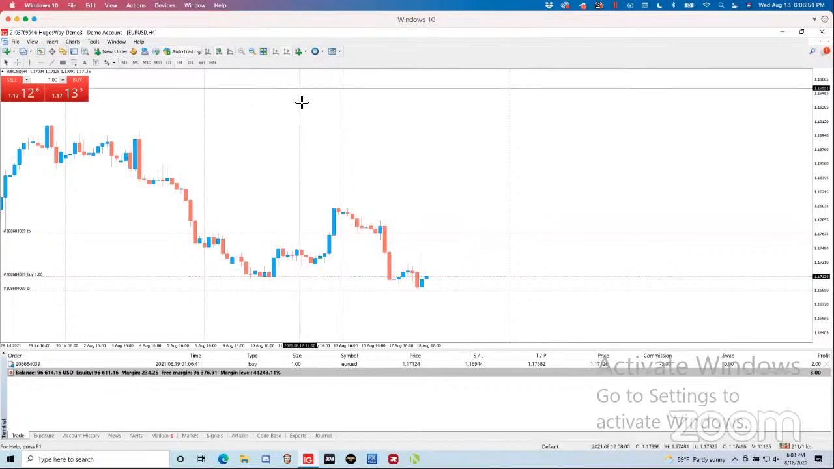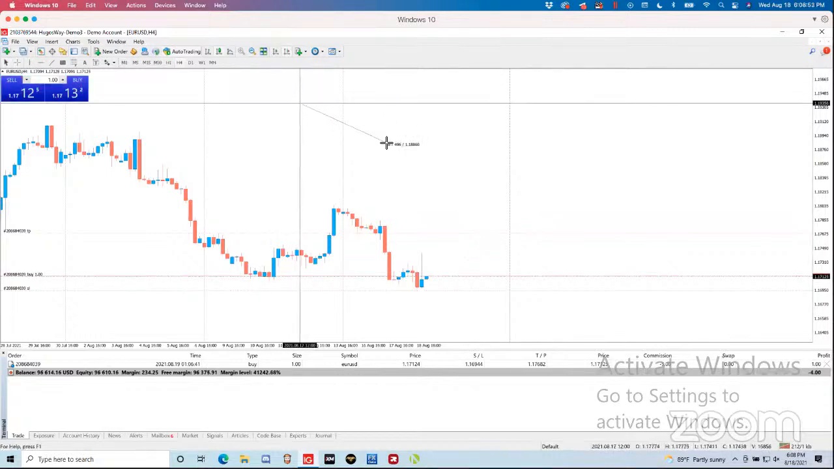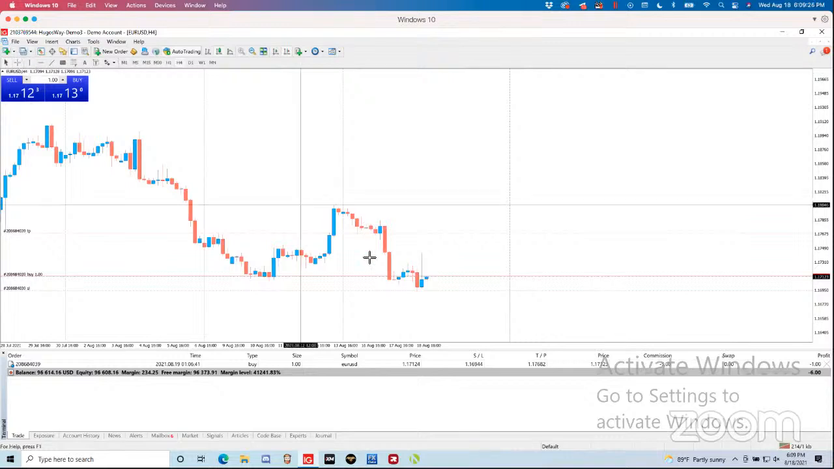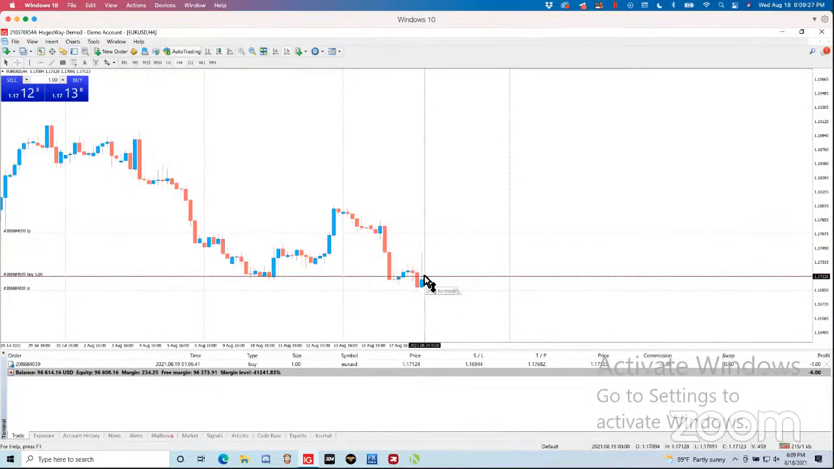Let me use the crosshair. There's three numbers in the middle. 18 is the number of bars you're going from left to right. The middle number is the number of pips you've gone up or down. And the third number is the price. So I've gone 18 bars over from this area to here. I've gone 35.1 pips down, and I'm at price 1.19005.